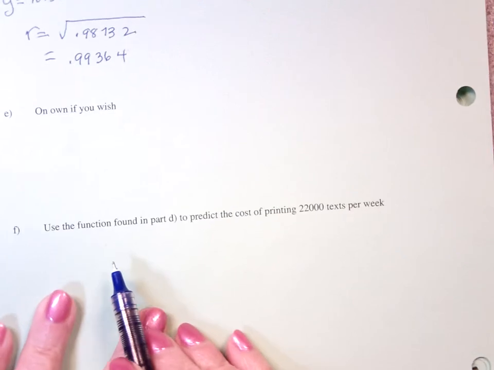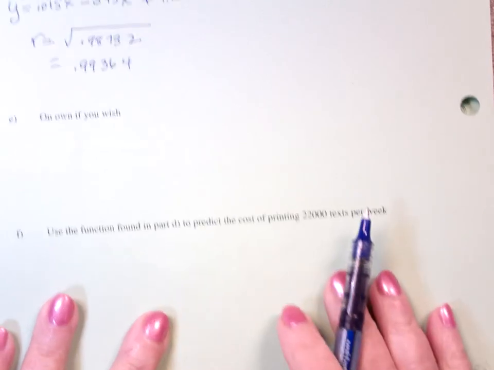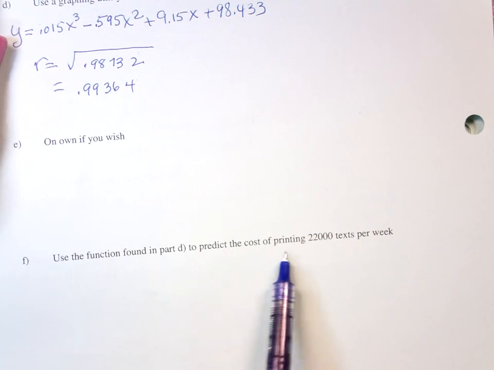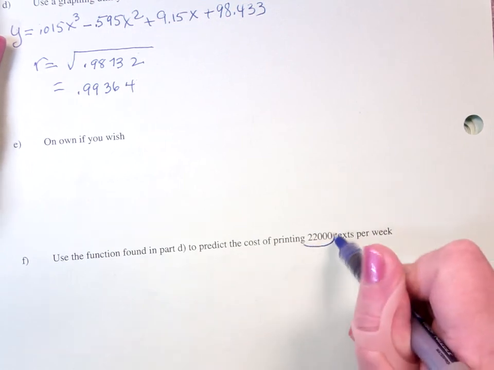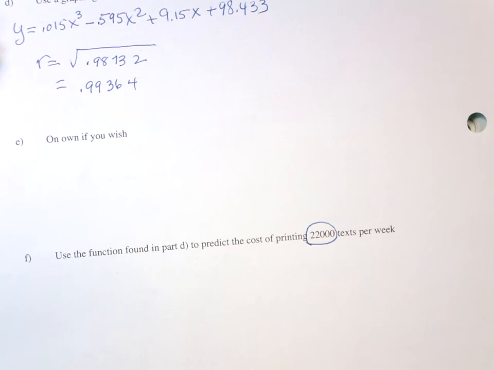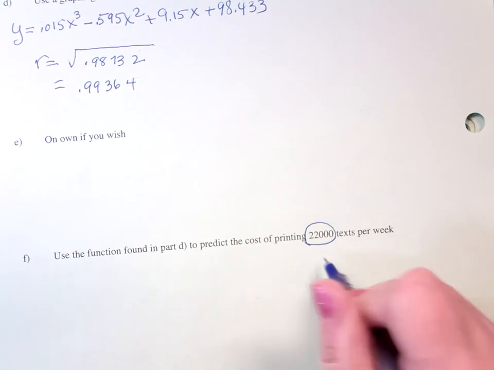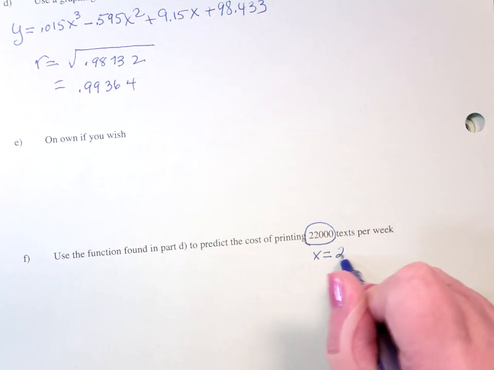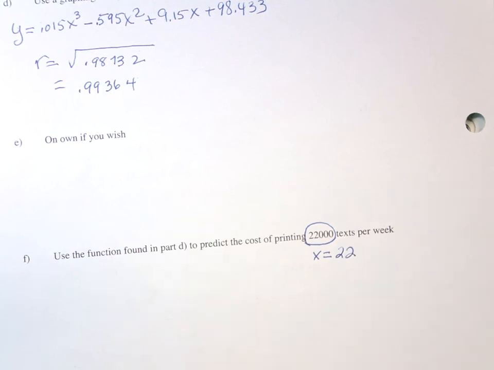Now this is where you screwed up on your tests. It says use the function found in part D to predict the cost of printing 22,000 textbooks. 22,000 means that X equals what? 22. Because X is in what units? Thousands.